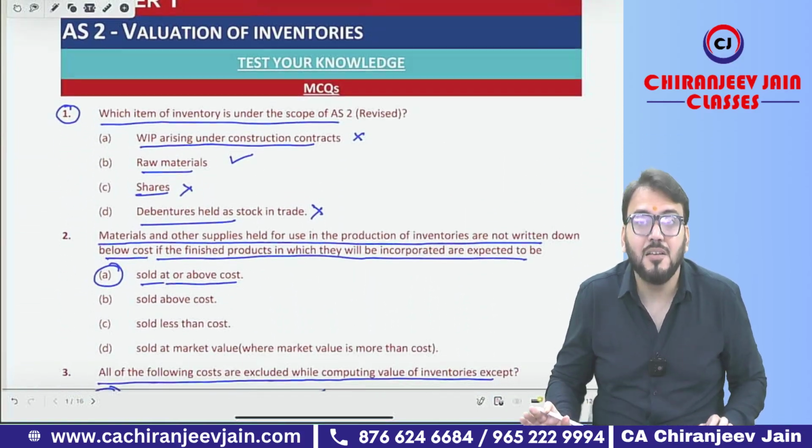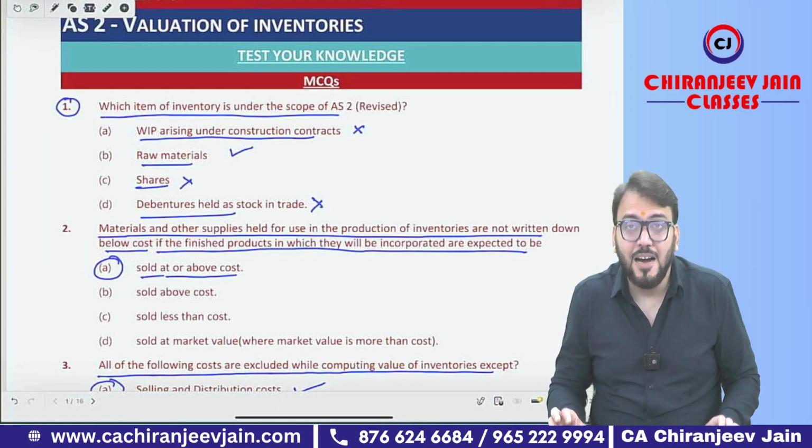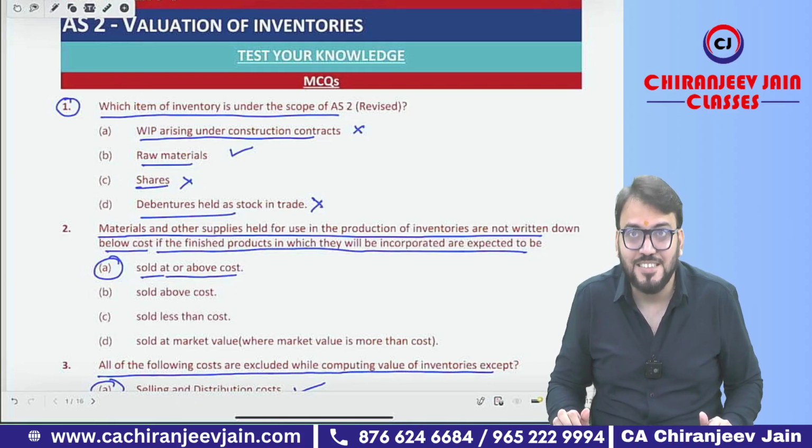Okay, sir. Understood. With this, AS 2 is completed. We'll take a small break. After that, we'll start Accounting Standard 10. Okay, sir.